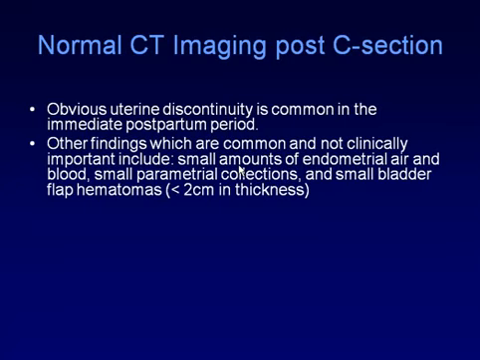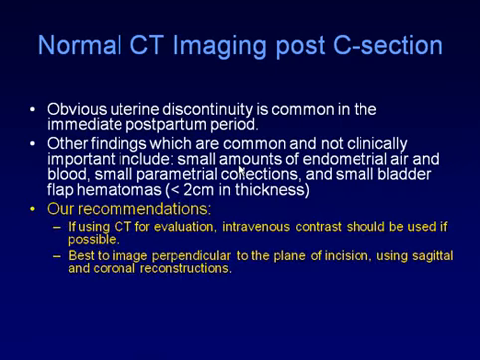On CT, in the immediate post-C-section patient, you can typically see the uterine discontinuity, and other common findings, which are really not important, include small amounts of air, small amounts of blood in the uterus, small parametrial collections, and small bladder flap hematomas. If they're less than 2 centimeters, they're within the range of normal. Our recommendation, and if you notice from these slides, is if you're using CT for evaluation, intravenous contrast should really be used. If for whatever reason IV contrast cannot be given to the patient, CT may not be the study of choice at that point.